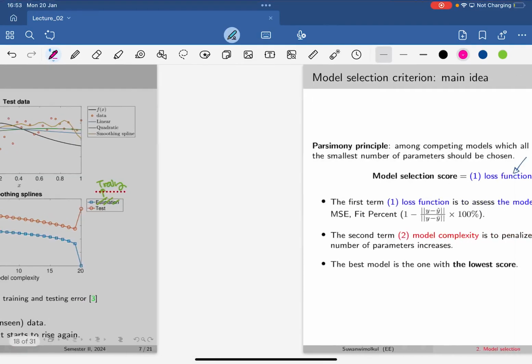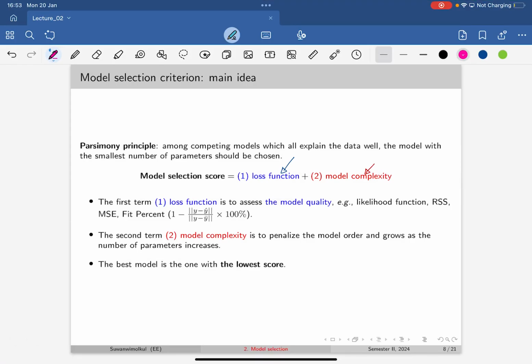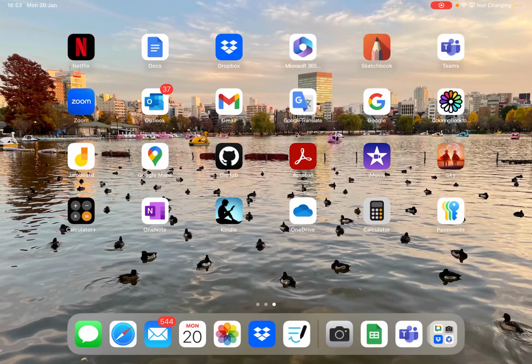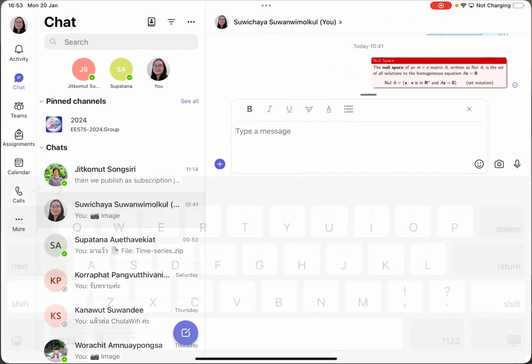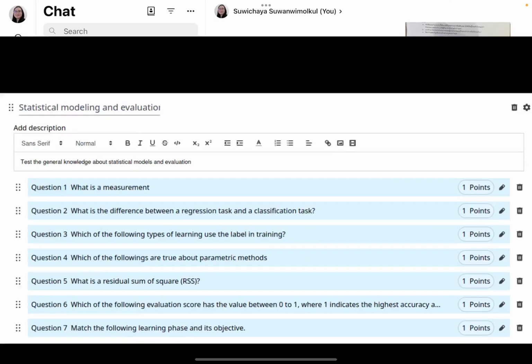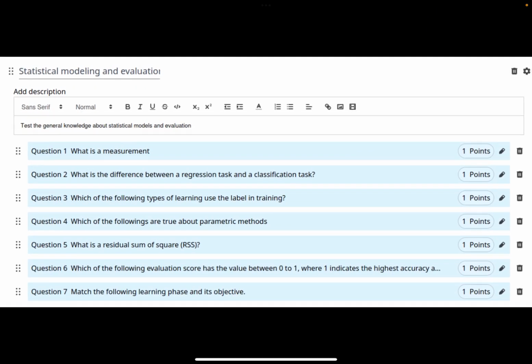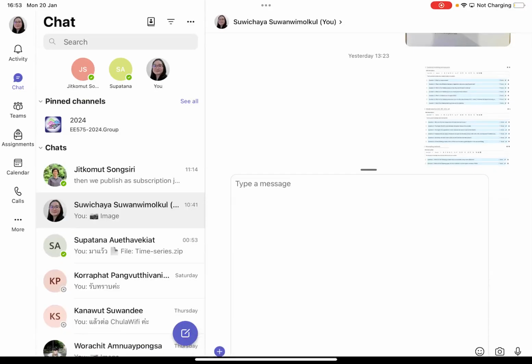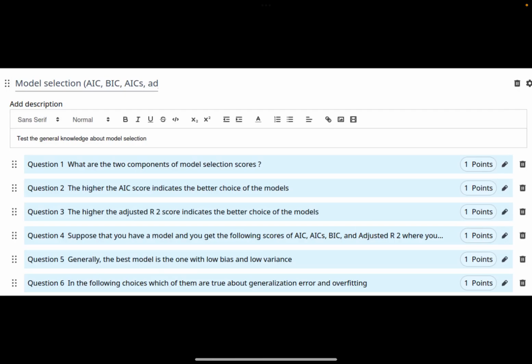Okay, this is more like an example. We can move on. Nearly the end. So from the previous quiz, now you know what RSS is. Now you know the evaluation score that can give you a value between 0 and 1, and all this stuff. The second one will be about model selection. So I will go over this now.